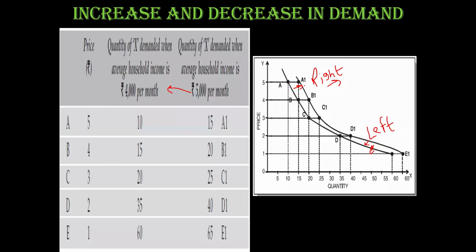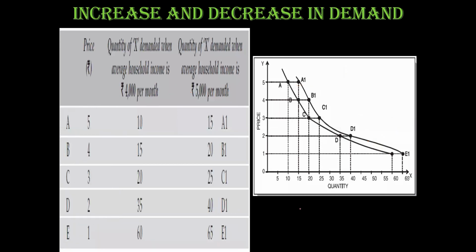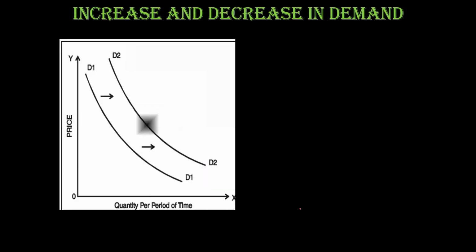Okay, if demand has increased because of any factor other than income, the demand curve will shift right side, and if demand has decreased because of any other factor, the demand curve will shift left side. So when there is increase in demand, demand curve will shift right side. When there is a decrease in demand, demand curve will shift left side. We can present it likewise.